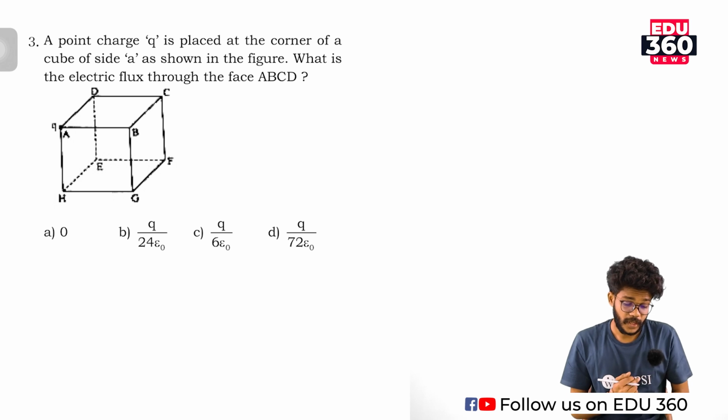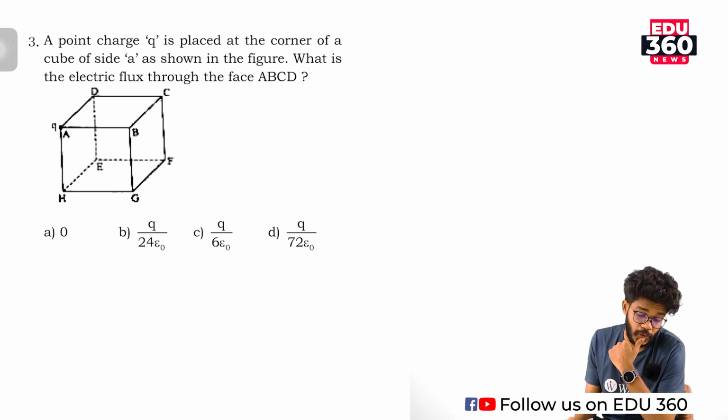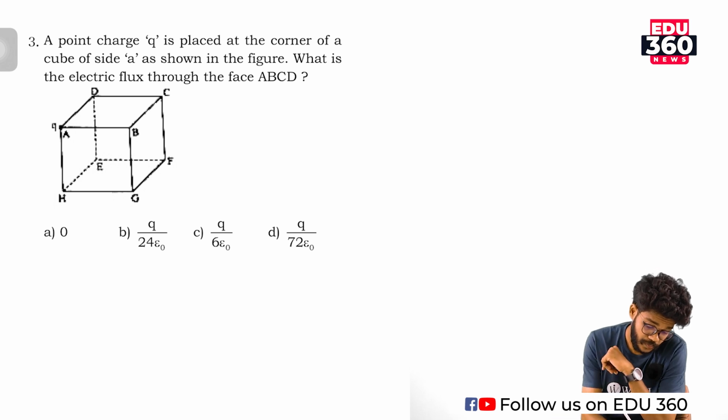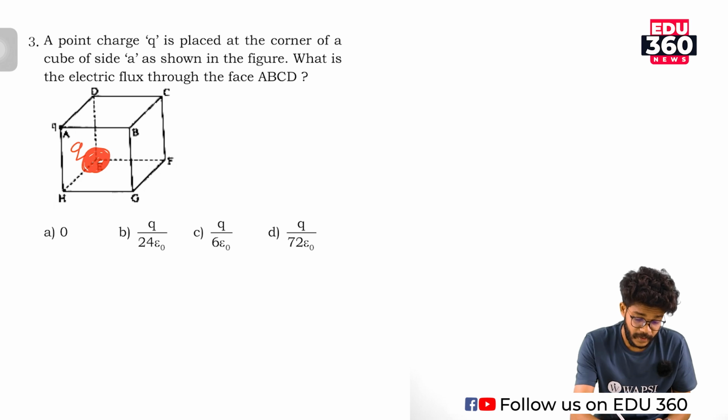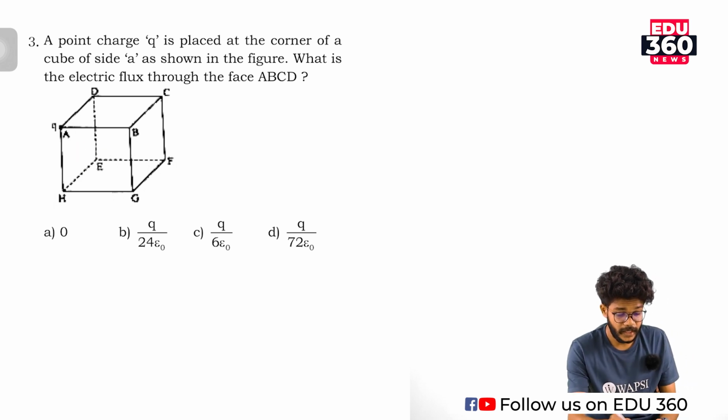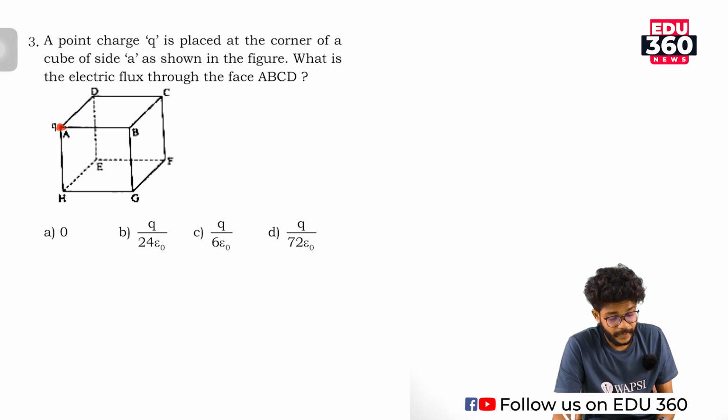The third question. A point charge Q is placed at the corner of a cube of side A. So where is the charge? We can place the charge at this corner, of magnitude Q, as shown in the figure. Sorry, the Q is already placed at A, as shown in the figure. What is the electric flux through the face ABCD?